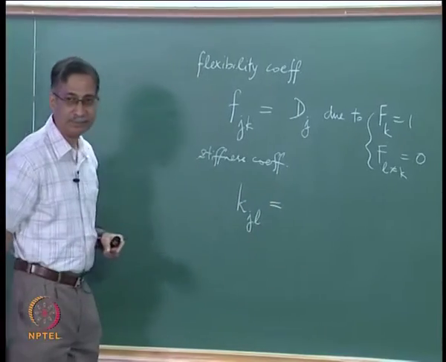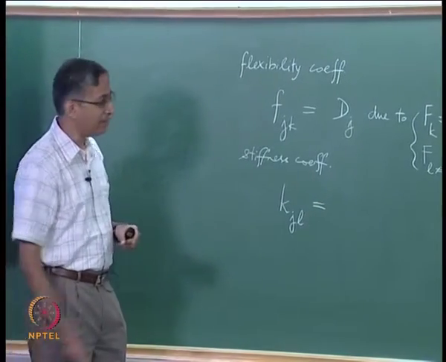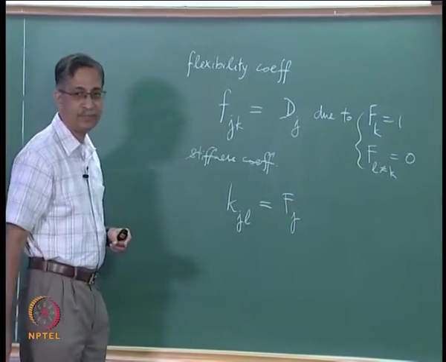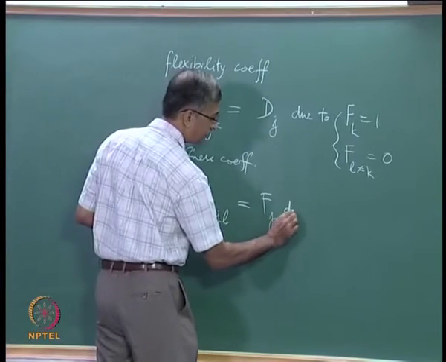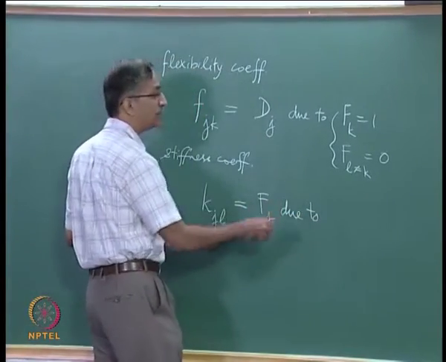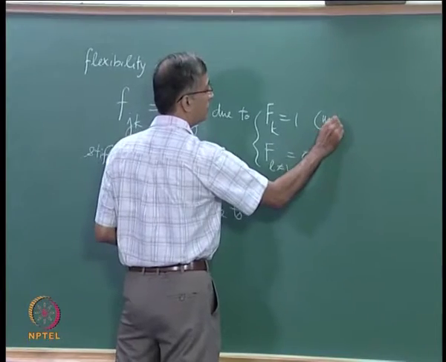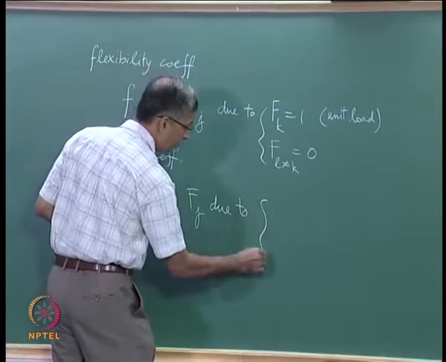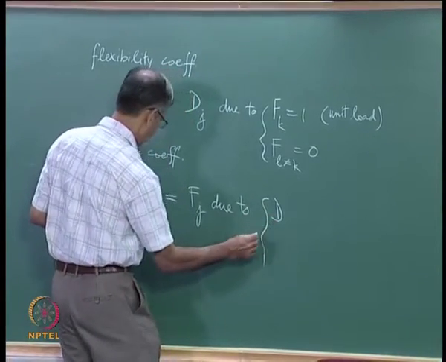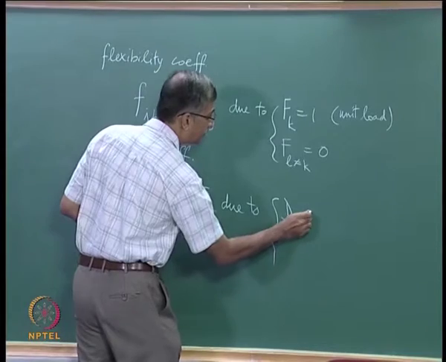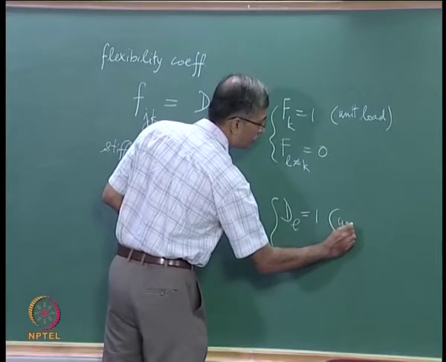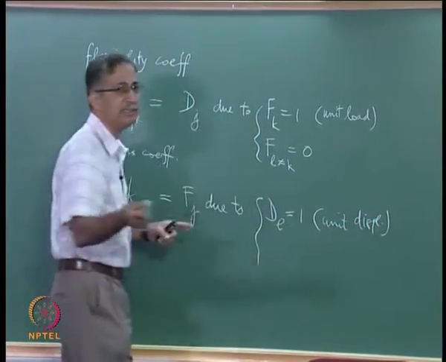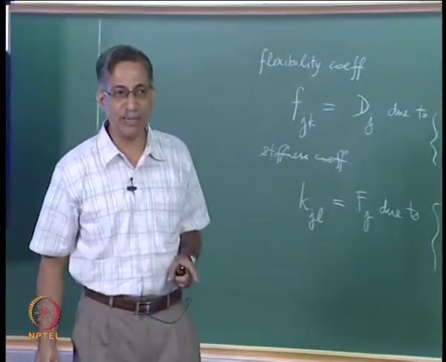What is this? This is the force at the location J due to a unit displacement. So here we have a unit load or unit force, whereas here we have a unit displacement at this location. So this is unit, and that displacement for a truss is a translation, but in a beam you could have a rotation.